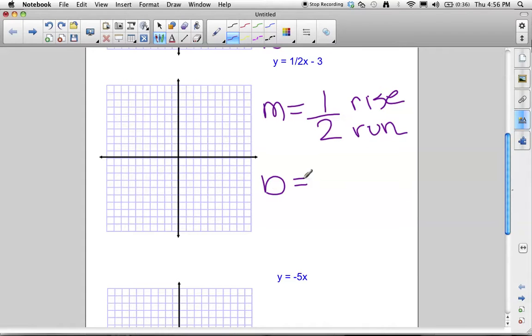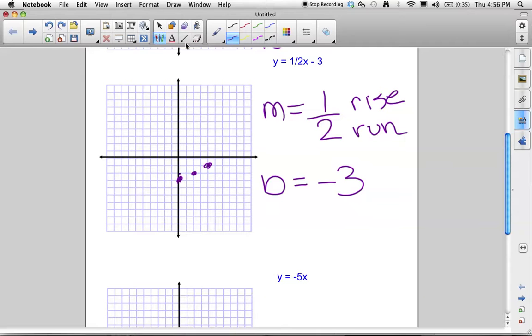Our y-intercept, a little bit more challenging. You notice you're taking away 3. If you leave it as the opposite, b is actually a -3. So where are we starting? We're starting right here at -3. Again, that's on your y-axis because b is your y-intercept, where you cross or intercept that y-axis. From -3, you want to rise 1, run 2. Rise 1, run 2.